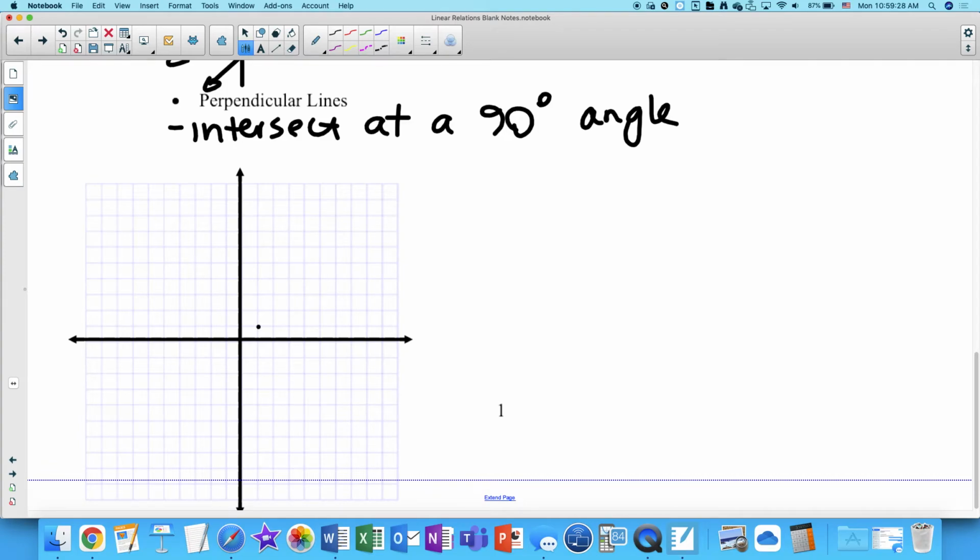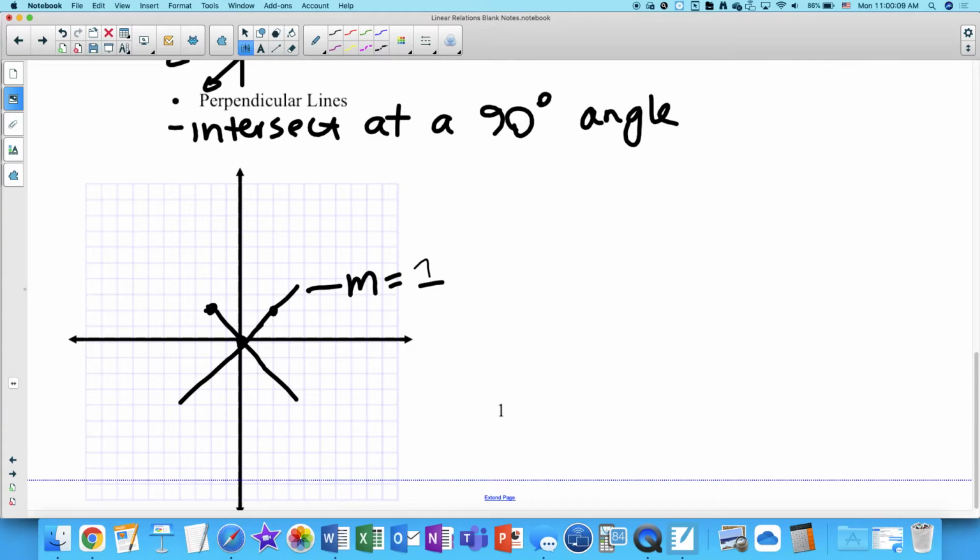If I look at these two lines, there's one, and there's the other. I don't know why, but the axis is a little bit off here. This first line, if you look at the slope, let's say I go from the origin to the point 2, 2. I'm going up 2, right 2. So my slope is 2 over 2, which is 1.